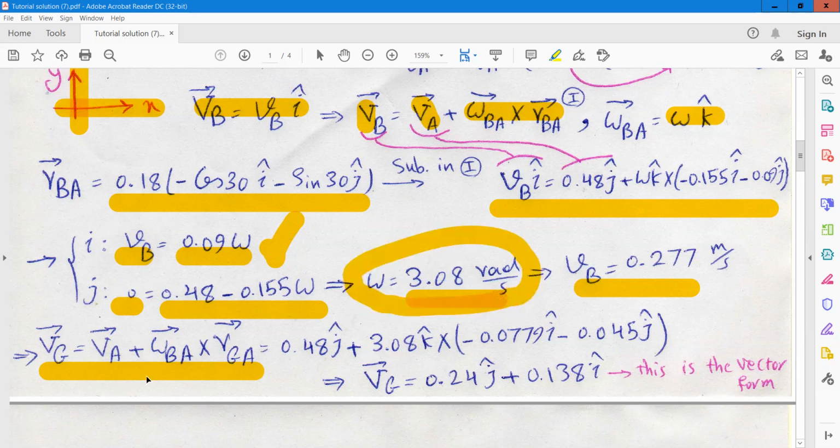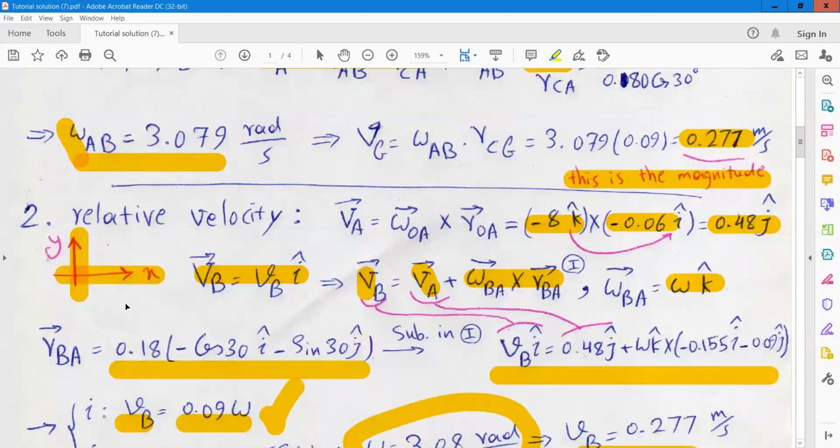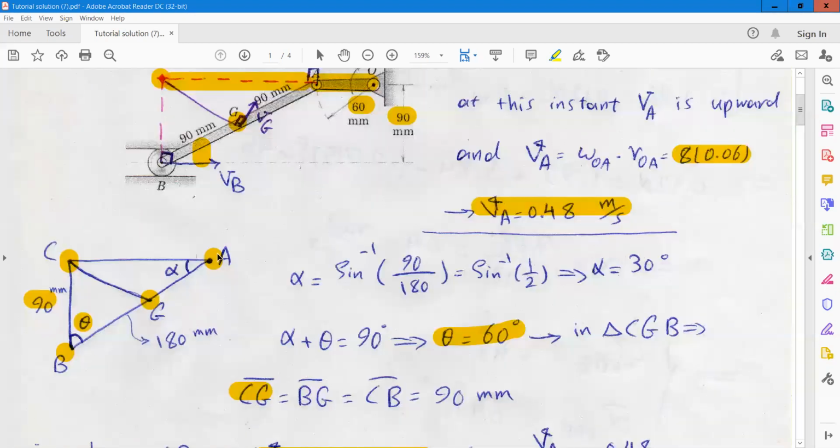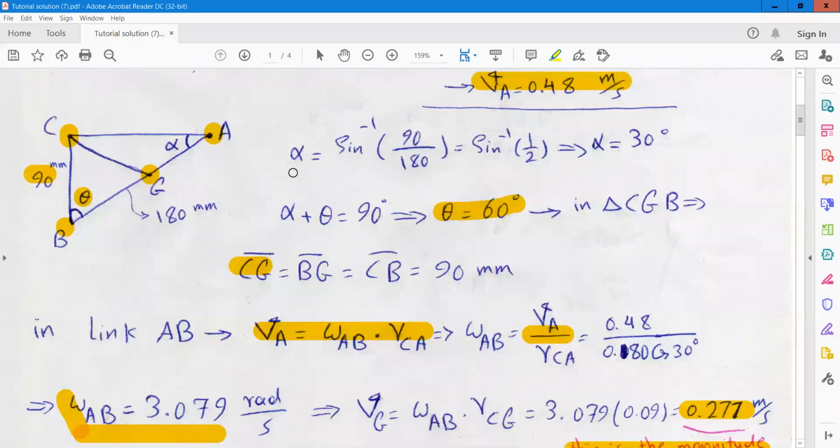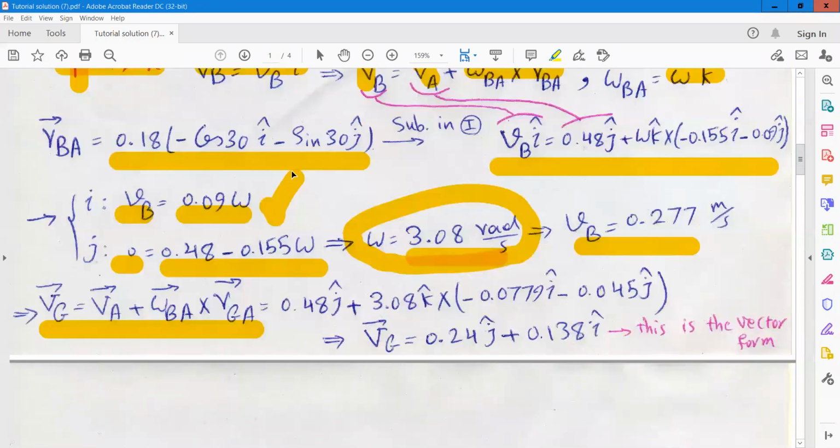So we have this term, and RGA, which is again from the geometry of the problem. When you put the coordinate system on point A, you can find the position vector of G, where this length is 90 millimeter. Okay. And the angle again 30. This angle of this link with the horizontal is 30°. So you can easily substitute and find the position vector RGA.